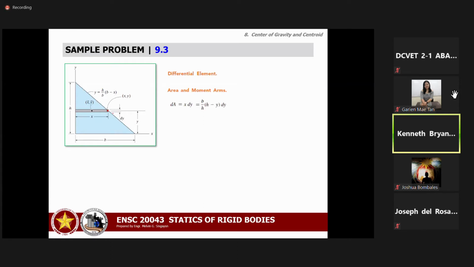Since this is dy, we need x as a function of y. By manipulating this equation, we can have x equal to b over h times h minus y. So b over h times h minus y, multiplied by dy, will be your dA. Then for the moment arm y curl, y curl is just equal to y, the arbitrary point y.